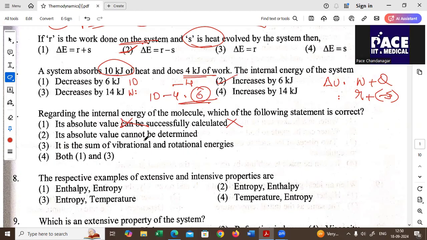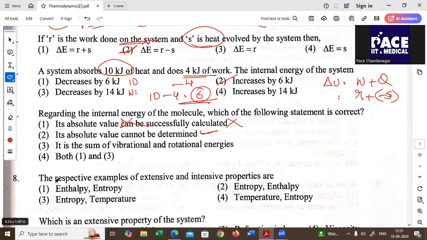We cannot find out the exact value of the internal energy because internal energy is a summation of many, many, many energies: translational energies, vibrational energies, gravitational potential energies, kinetic energies, rotational energies. All these energies together will be your internal energy, which is impossible to calculate the exact value, but the change in it can be calculated. Its absolute value cannot be determined. Yes, we got the answer there, true. And the sum of vibrational and rotational energies, no, it is not just the sum of vibrational and rotational; as we have just discussed, it is the sum of many, many, many energies together.